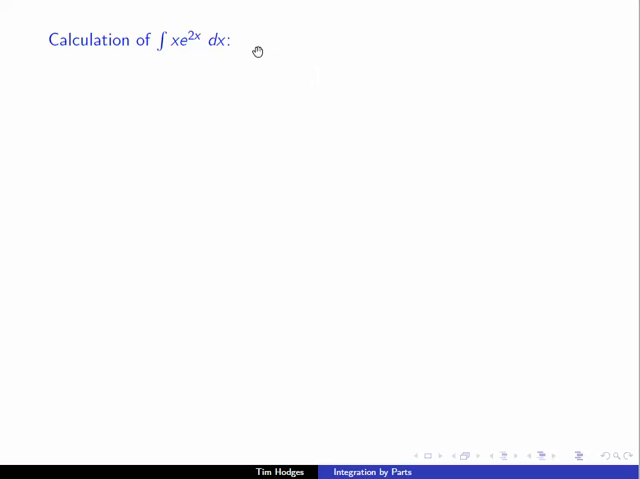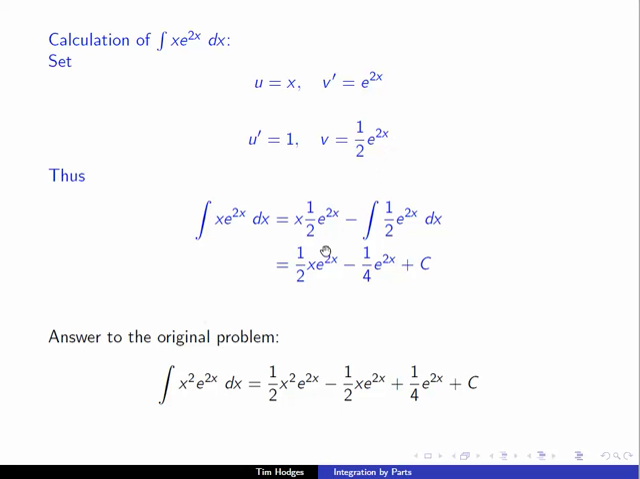So just to emphasize the digression, I'm going to do this in blue. So we're going to calculate this in the same way. We take u as x, v prime is e to the 2x, u prime is 1, v is a half e to the 2x. Plug it all into the formula. We get uv, x times 1 half e to the 2x, minus the integral of u prime v, which is just the integral of a half e to the 2x. So this term's just 1 half x e to the 2x. This one, when we integrate this, we divide again by 2. So now we have 1/4 e to the 2x plus c.